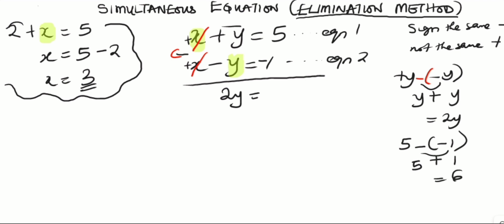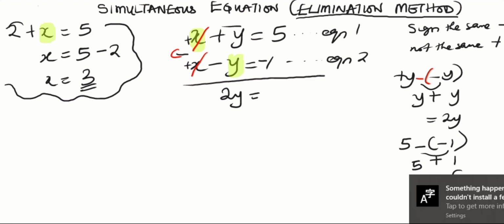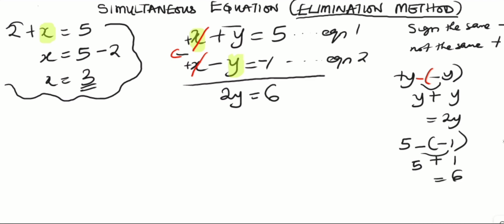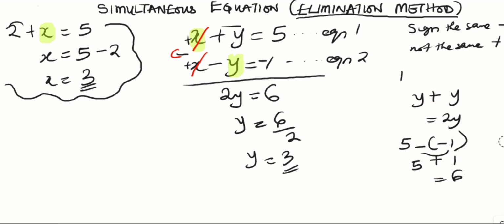When you're solving simultaneous equations using the elimination method, you need to be very, very careful with your signs, because any mistake with the signs will give you a wrong answer. So that's how we have 6 there. Then to get y, we make it the subject of the formula, and y is 6 divided by 2, and y is going to be 3. So that's how to solve a simultaneous equation using the elimination method.